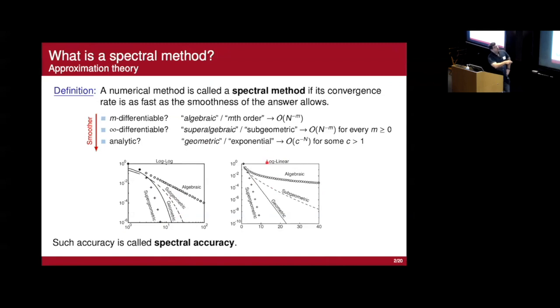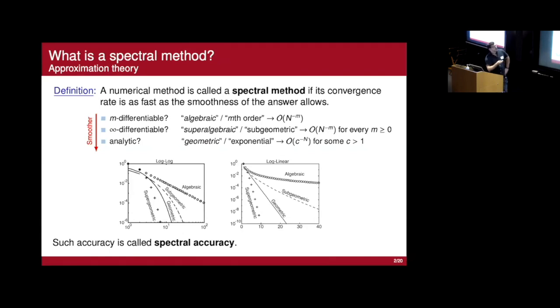And on a log-linear plot, which is the more difficult plot to get a straight line on, an nth order convergence scheme will look like a slowly decaying curve, whereas these geometric ones will look like straight lines on a log-linear plot. And so we call accuracy that's as good as the function will allow spectral accuracy. This is what I mean when I say a spectral method.